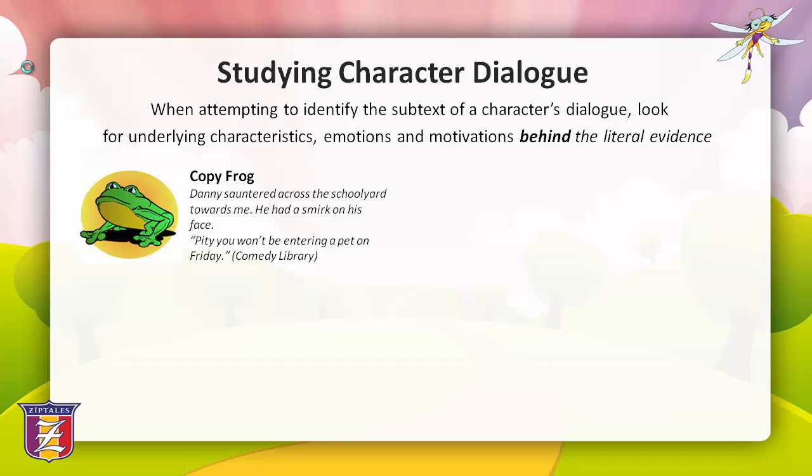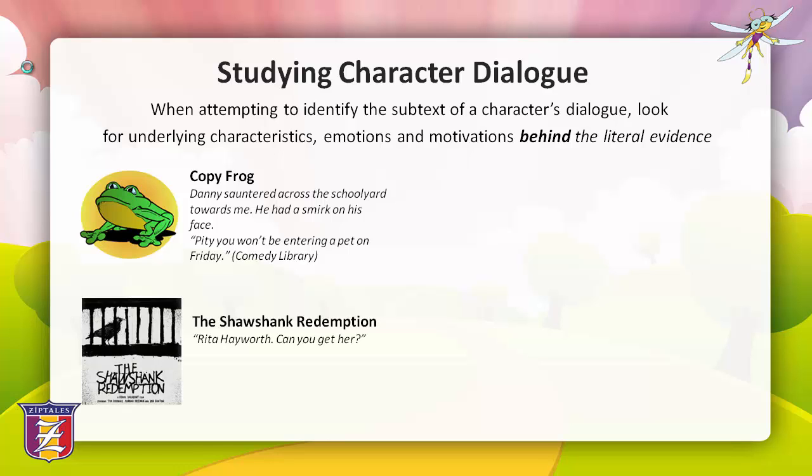The underlying meaning behind Danny's false sympathy is that he is really thrilled that Tate doesn't own a pet to enter in the competition. This information is confirmed by Danny's facial expression, the smirk on his face. Dialogue also provides an insight into a character's hidden motives. For example, in the movie The Shawshank Redemption, Andy says to Red, "Rita Hayworth, can you get her?" We later discover Andy actually wants a poster of the actress so he can conceal the hole he's digging in his cell wall that ultimately enables his escape.